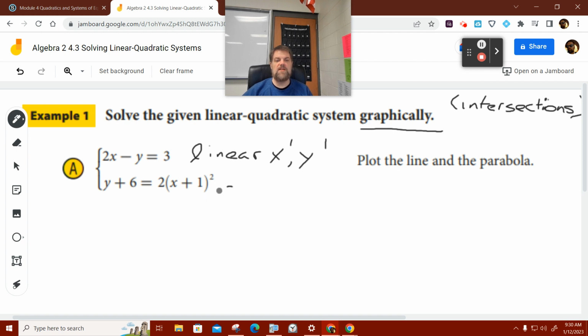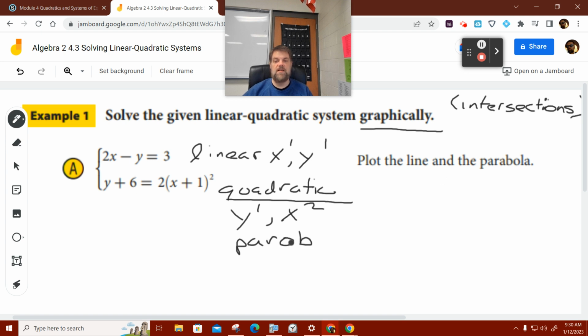Now this one is quadratic. So the second equation is quadratic because y is raised to the first power and x is raised to the second power. Now remember, whenever we have x or y raised to the second power and the other one is linear or to the first power, that is a parabola. So linear graphs as a straight line and a quadratic graphs as a parabola.